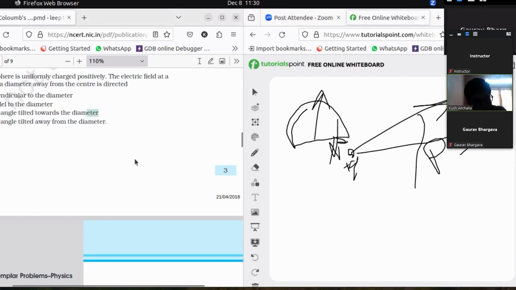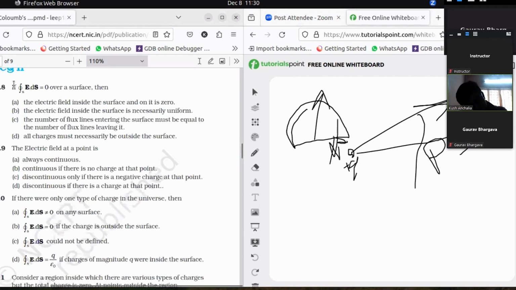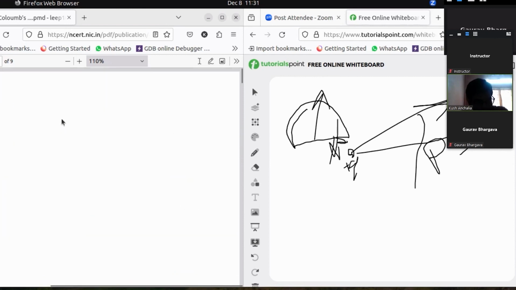Moving to the next. If the flux, this is called flux, if surface is then net enclosed charge is 0. Electric field inside the surface is 0. Yeah, this can be said. Electric field inside the surface is necessarily uniform. Yeah, the best option. Okay, MCQ. I think this has more than one option correct. MCQ 2.